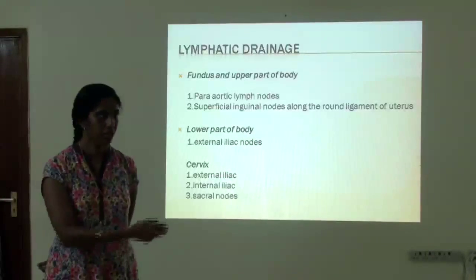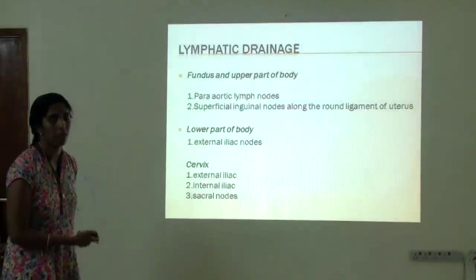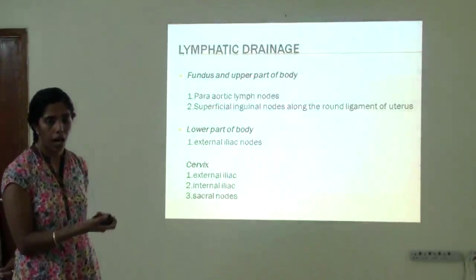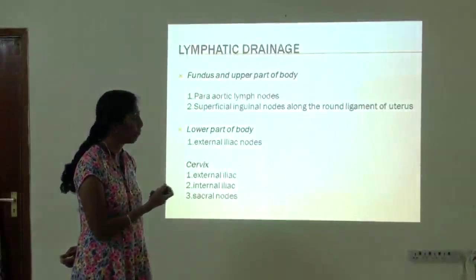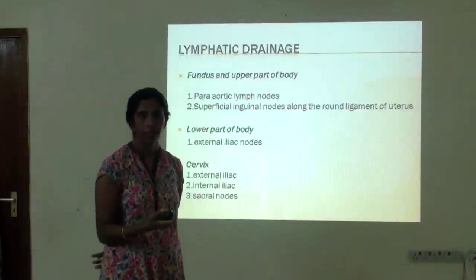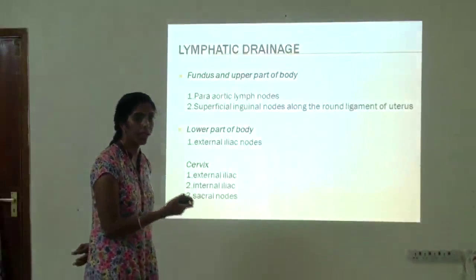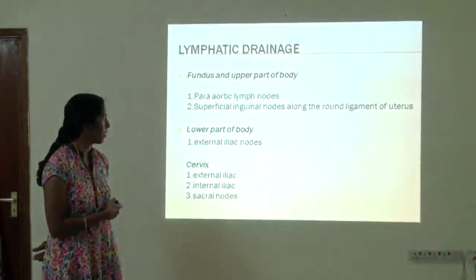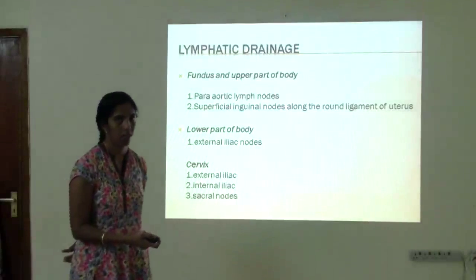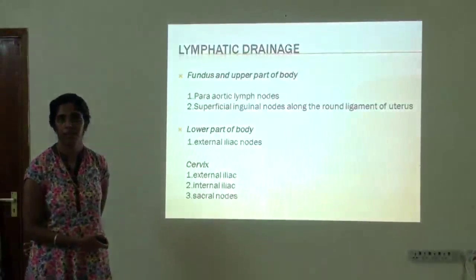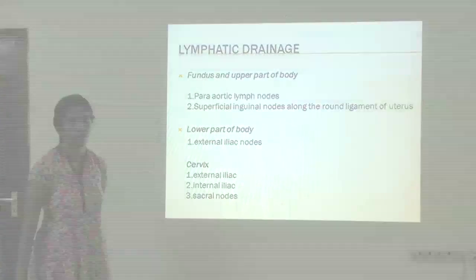Next is the lymphatic drainage. Lymphatic drainage is again divided according to the parts of the uterus. First you have the fundus and the upper part of the body. That is drained by the para-aortic lymph nodes and superficial inguinal lymph nodes. Then the lower part and the cervix are drained by the external iliac, the internal iliac and the sacral nodes.